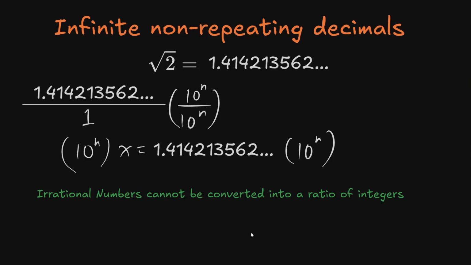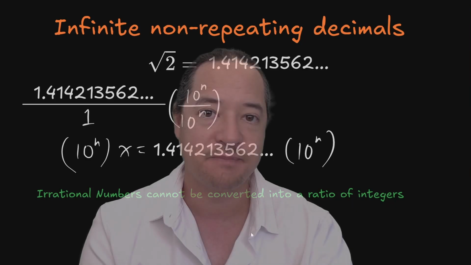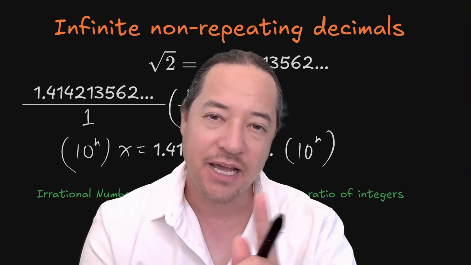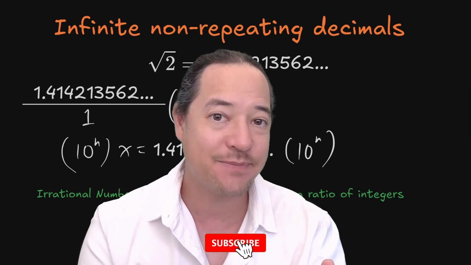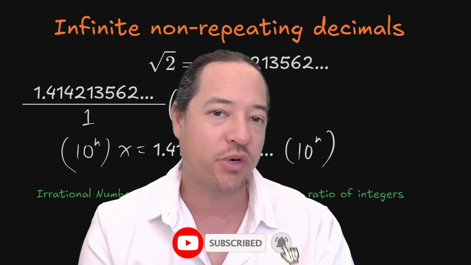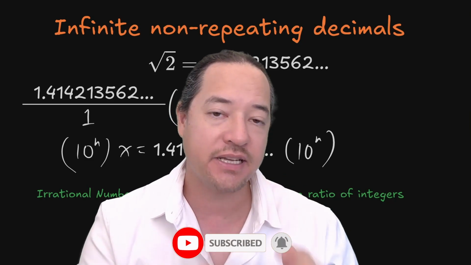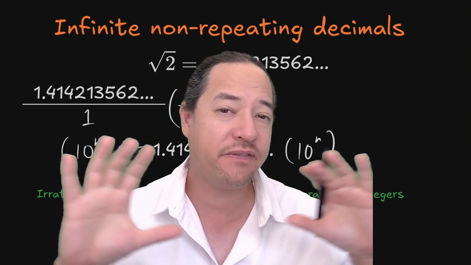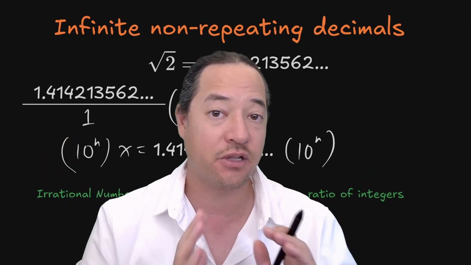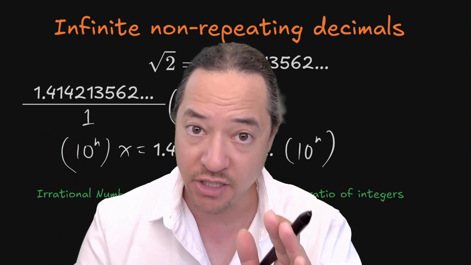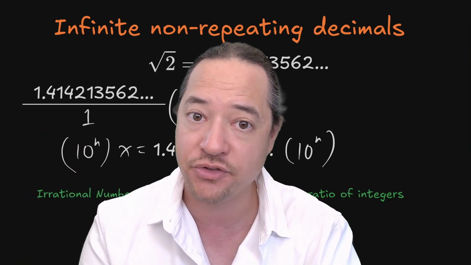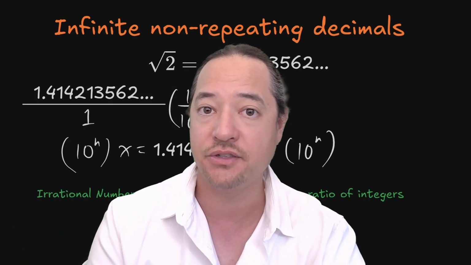Okay, so irrational numbers cannot be converted into a ratio or fraction of integers. Hopefully that helped. Now you know how to convert decimals into fractions. We can work with finite or terminating decimals, or we can work with infinitely long decimals as long as they have a repeating unit. If they don't, then that's an irrational number and cannot be converted into a fraction.